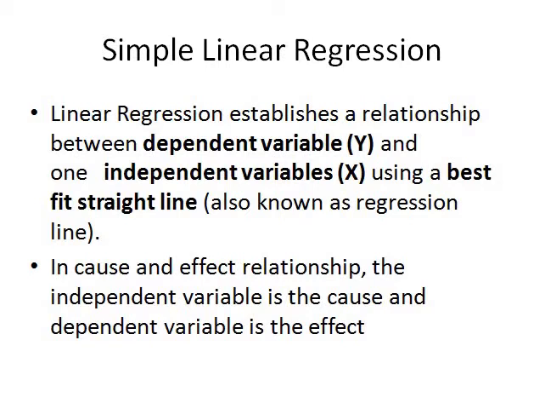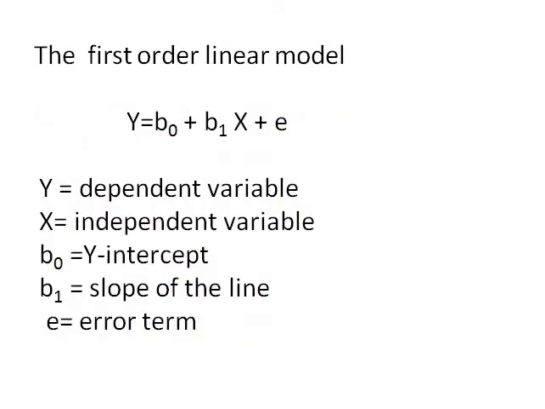Let's see the mathematical model of simple linear regression. This is the actual mathematical model of simple linear regression, where there is only one independent variable. Y = b0 + b1 * x + e, where y is the dependent variable, x is the independent variable, b0 is the y-intercept, b1 is the slope of the line, and e is the error term.